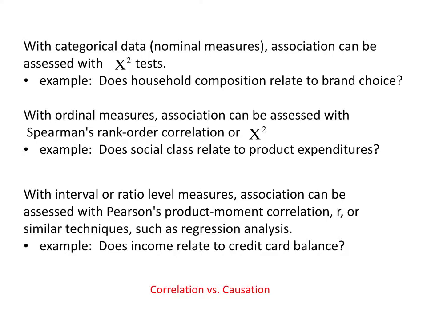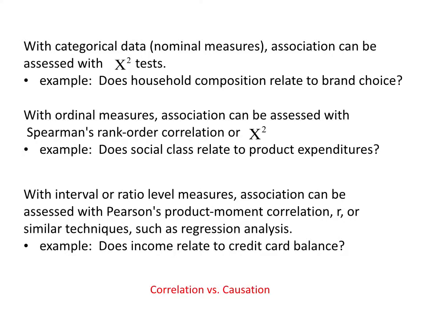With categorical data, nominal measures, association can be assessed with chi-square tests. For example, does household composition relate to brand choice? So you might have several categories of household composition and several brands, and you would be looking to see whether the frequencies across brand choice were associated with the nature of the household composition.